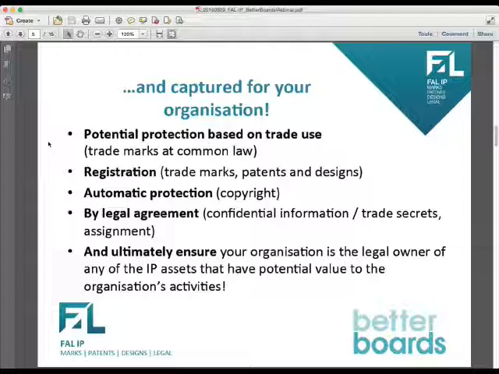Also too, we talked about IP being created and the fact that for your organisation to own it, it has to be assigned from the original creators. So again, that capturing occurs by legal agreement. And again, ultimately, that's the point we're making at the end of this slide, for capturing your IP assets for your organisation to ensure that they're the legal owner of the IP assets that have potential value to your activities.